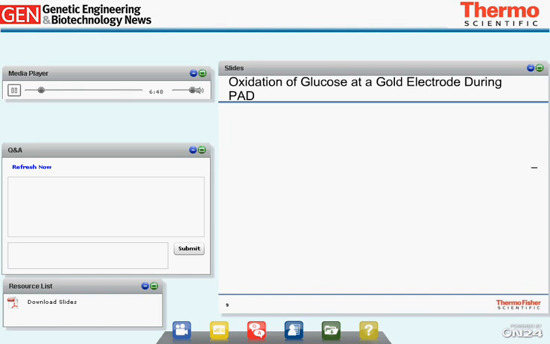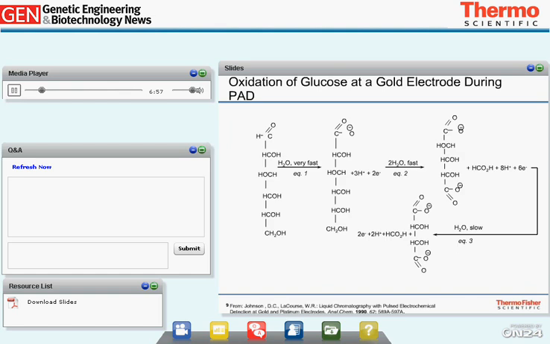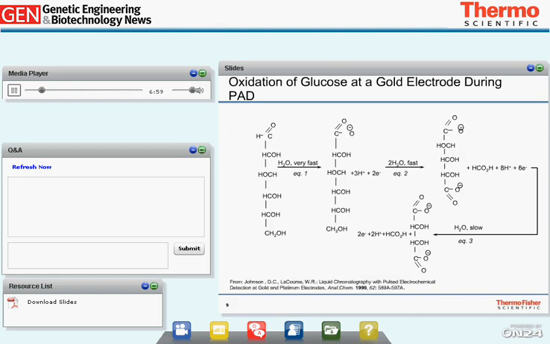Carbohydrates are detected by measuring the current generated when they are oxidized at the surface of a gold electrode. This slide shows the oxidation reaction. As the molecule is oxidized, it generates electrons. It is this charge that is picked up by the detector and is proportional to the concentration of a carbohydrate that is being oxidized at the electrode.